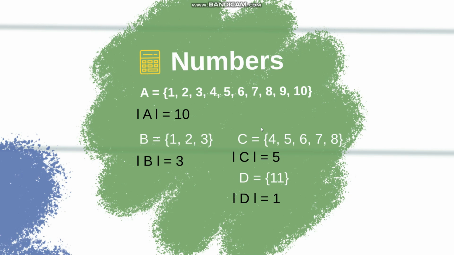So for example, let's say you have a null set. You have an empty set. So what's the cardinality of the empty set?